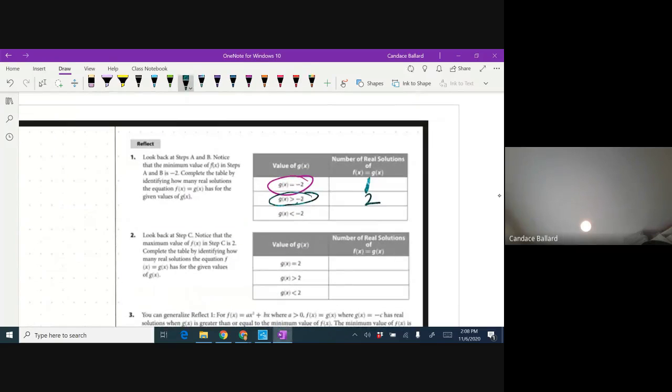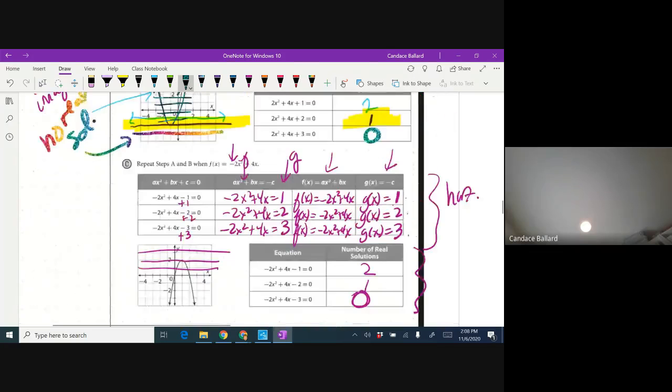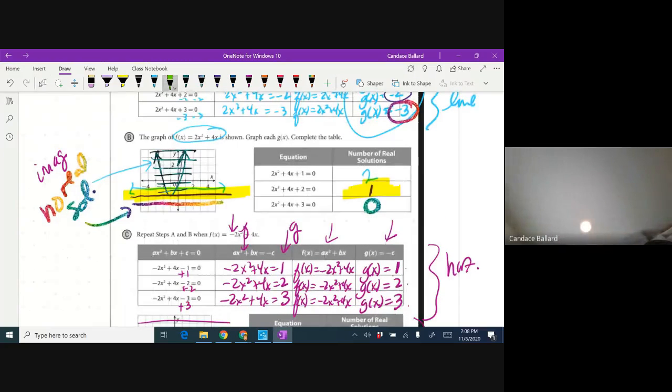Excellent. Okay. And this one is saying I'm going to be below -2. So if I look at every number that is less than -2 in this graph, how many solutions am I always going to have no matter what? Tell me in the chat.